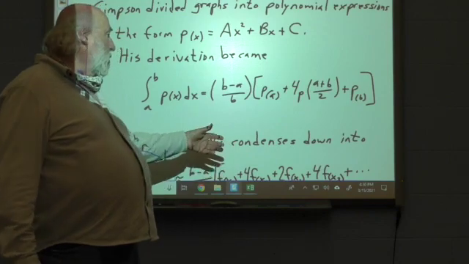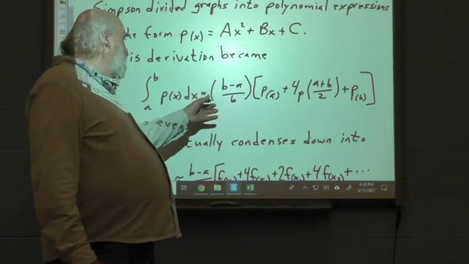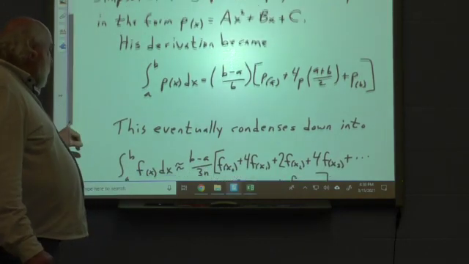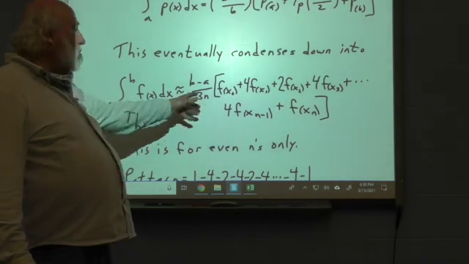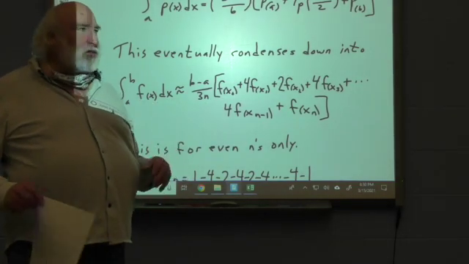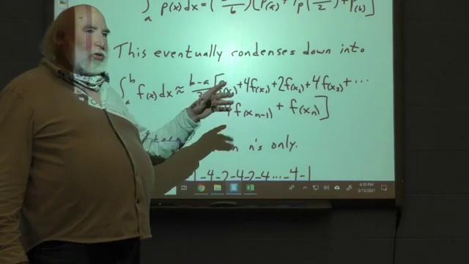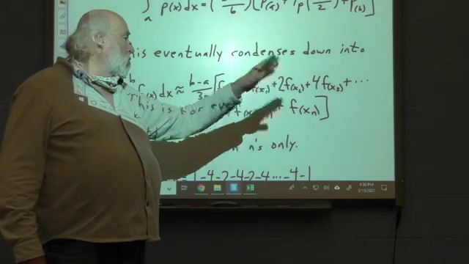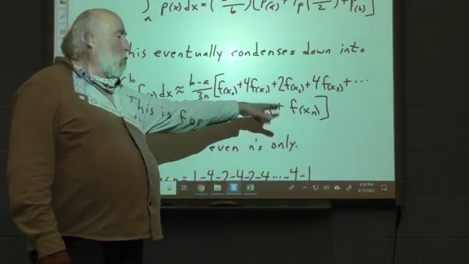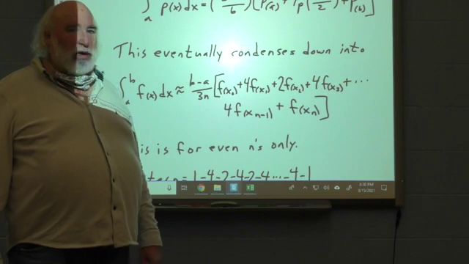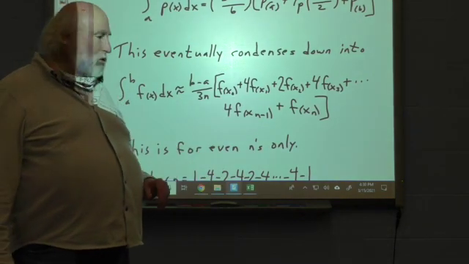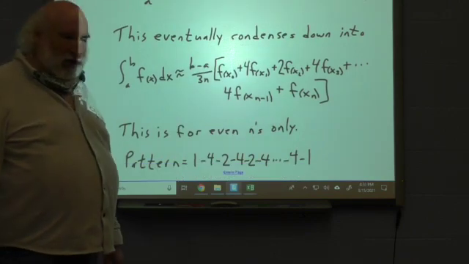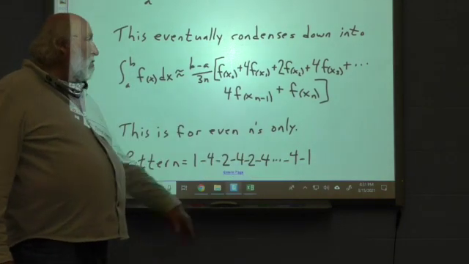And then he came up with this, a combination of the a and b and various permutations here. But when you condense all of that down, it's b minus a over 3n now, and the pattern, instead of being 1, 2, 2, 2, 2, 2, 2, 1, is now 1, 4, 2, 4, 2, 4, 2, 4, then 1 for the coefficients of all your segment functions here. So this only works for even numbered n's. And like I said, this is the pattern here.